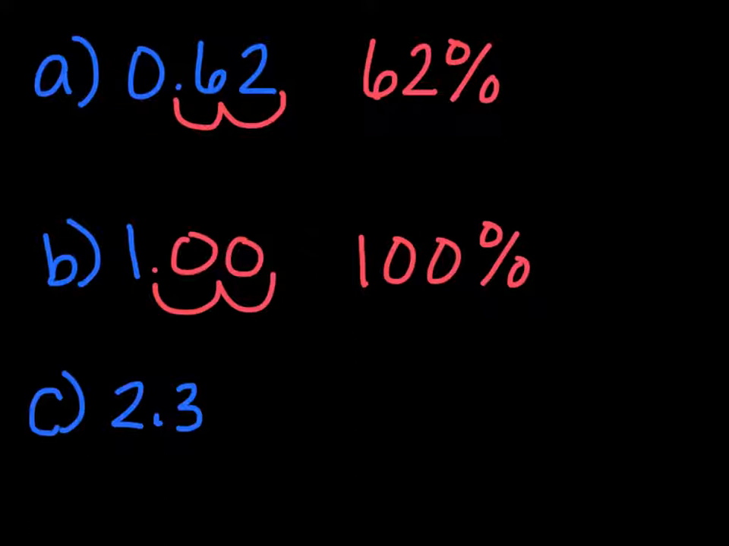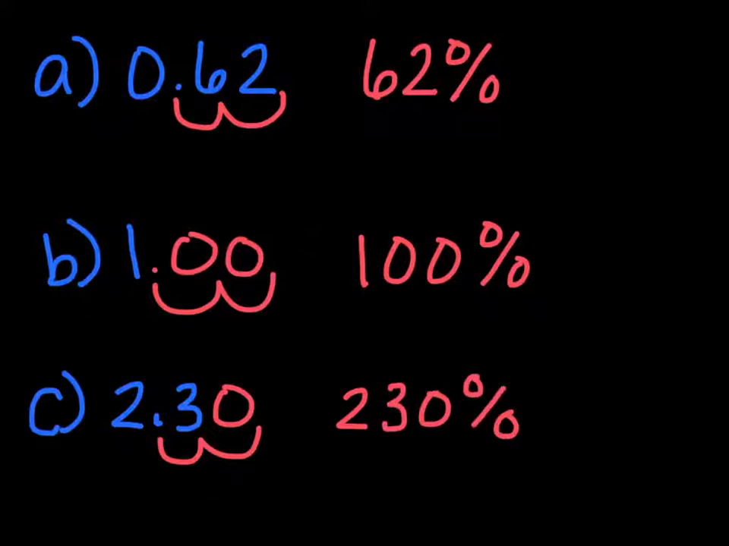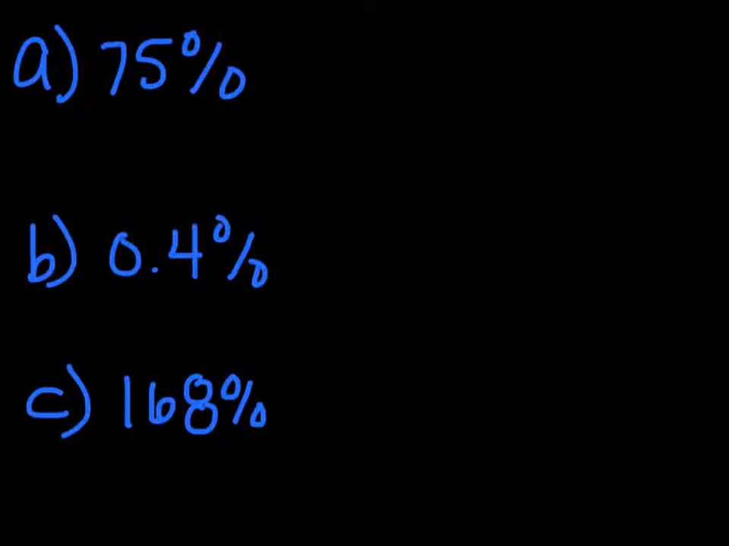2.3 is 2 3/10. We'll move our decimal point 2 places to the right. Our number becomes 230, add our percent sign. 2 3/10 is the same as 230%. Now let's rewrite these percents as decimals. We'll start with 75% by moving our decimal point 2 places to the left: 0.75, and remove the percent sign. 75% is the same as 75 hundredths.